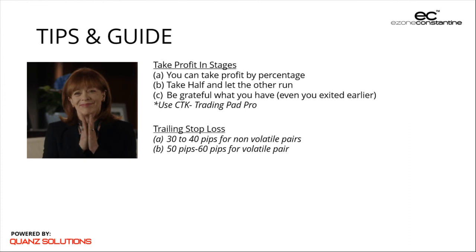Next thing right here, trailing stop loss. Trailing stop loss will help to protect your profit. So usually for non-volatile pairs, you can use 30 to 40 pips for your trailing stop. For very volatile pairs, you can use about 50 to 60 pips for your trailing stop. So this is a very simple tips and guide.